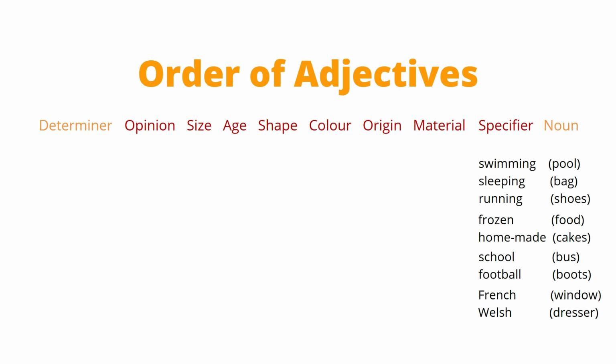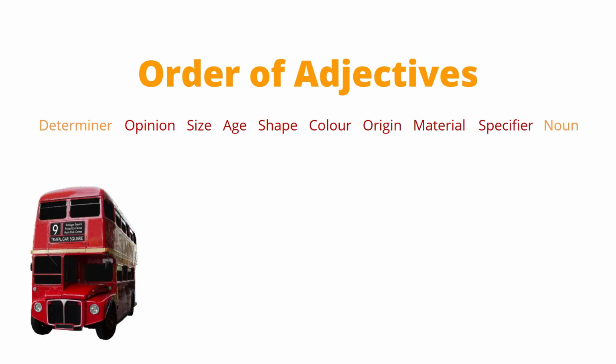Remember, we rarely use more than 2 or 3 adjectives at a time. Let's take this for example. What's this? Well, we can say it's a bus. A bus. And let's add some more information. We could say it's a red bus. It's a big red bus. Remember, size before colour. This is possibly the most important in the order of adjectives. Put the size before the colour. If you say a red big bus, everybody will understand, but it will sound a bit strange.